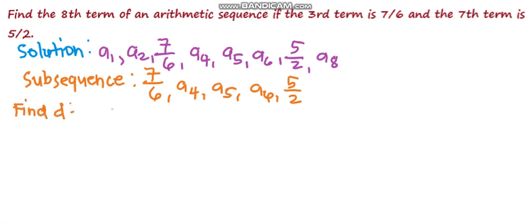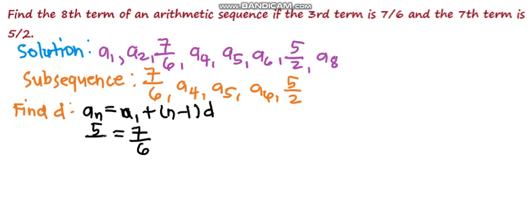Okay, so to find D, let's use the formula. Formula natin is A sub n equals A sub 1 plus n minus 1 times D. And based on our subsequence, again, sa subsequence tayo magbabase, our A sub 1 is 7/6. Our A sub n, diba ito yung last term natin, 5/2.